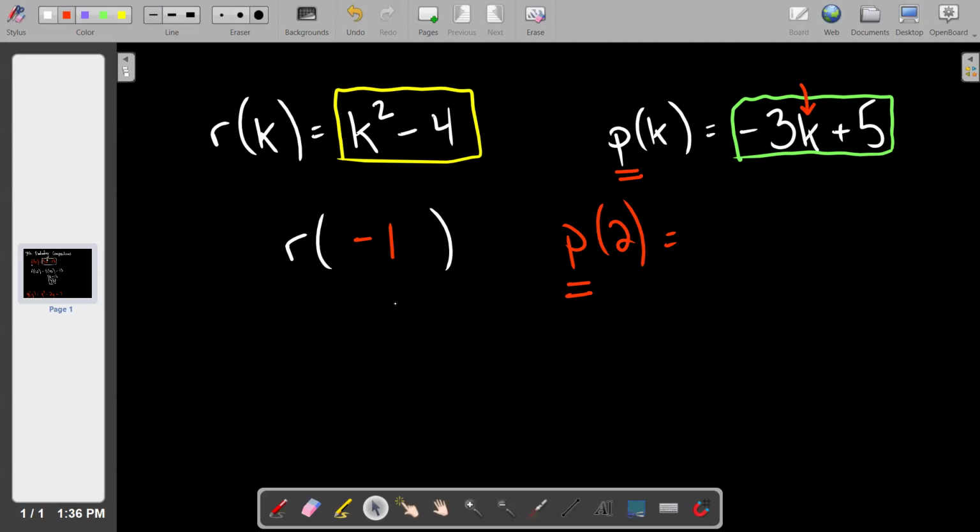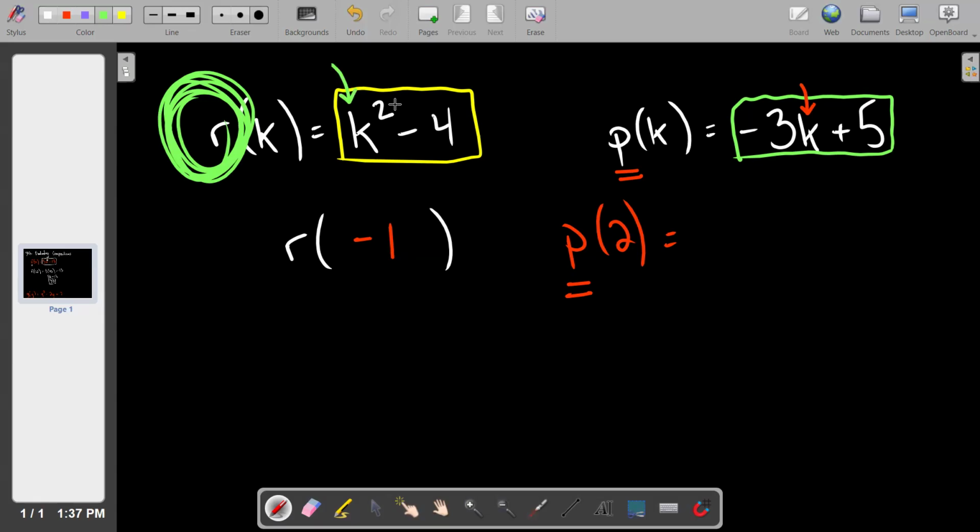Now, to do R of -1 means I look at the function whose name is R. And he's like, I'm over here. You see me? And R behaves in a way like this. He says, you feed me, I'll square it, and then I'll take away 4. I'll square it, and I'll take away 4. Right? Put a -1 where the red or the green arrow is pointing.